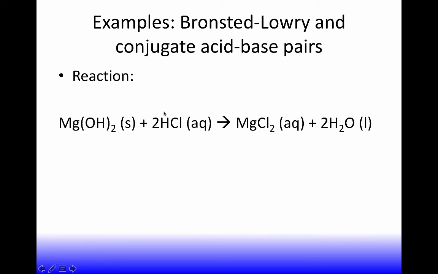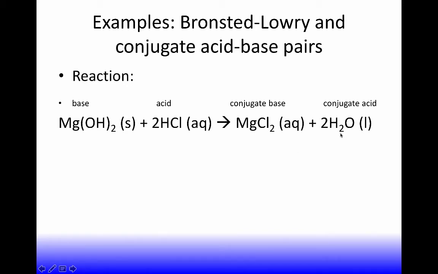All right, so what we end up with, this is a double displacement reaction, but what we're ending up with is the hydrochloric acid donating a hydrogen ion to the magnesium hydroxide to form water and magnesium chloride. So our base is magnesium hydroxide, our acid is hydrochloric acid. Conjugate base is magnesium chloride, conjugate acid is water.